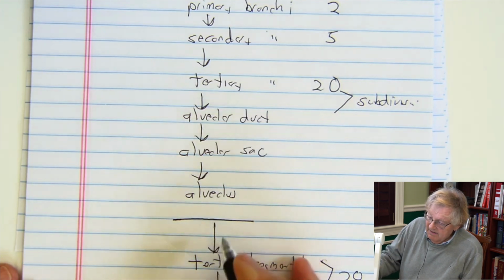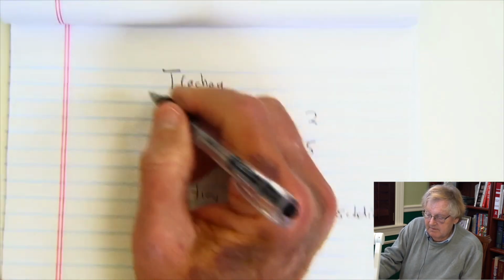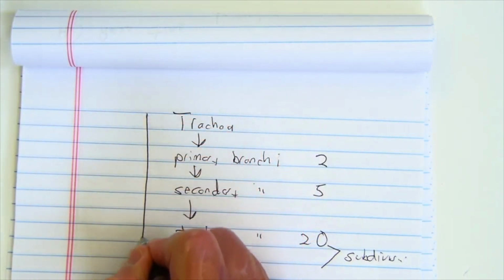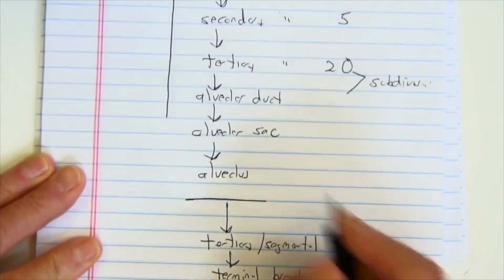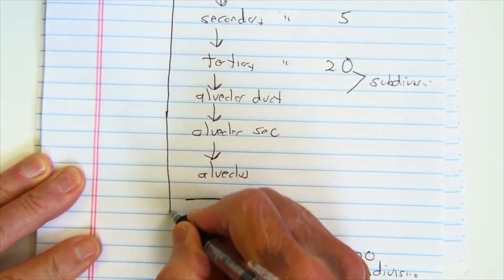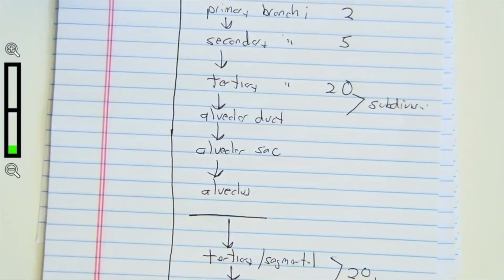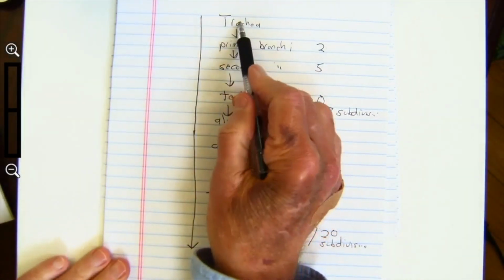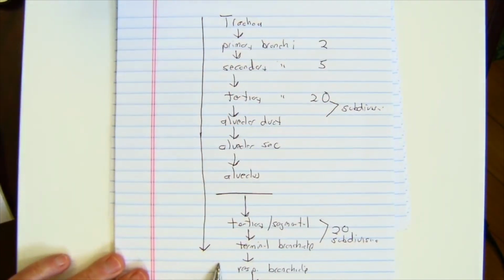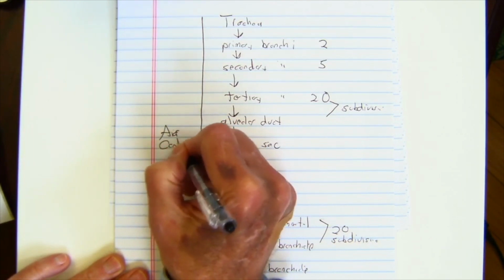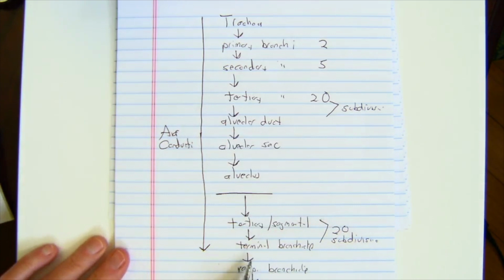So all the way down from the trachea up here, this is bringing air in, all the way down, this is conducting air, all the way until we get to the end of the terminal bronchioles. So all that happens between the trachea and the terminal bronchiole is air conduction. It's not till we get out of the terminal bronchioles that we start having conduction plus exchange.